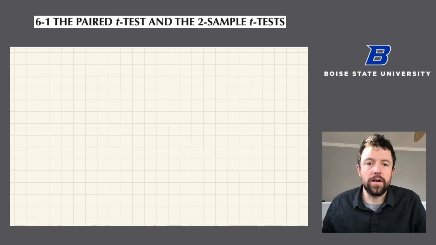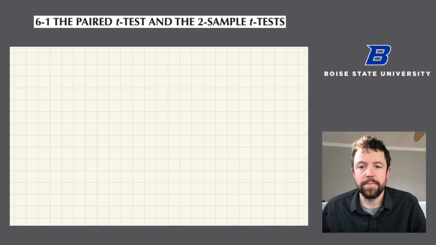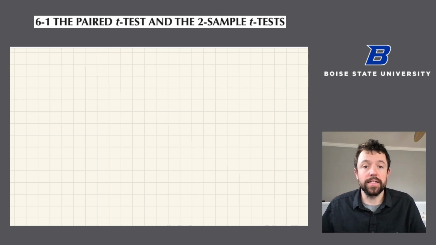Section 6.1 is called the paired t-test and the two-sample t-tests. As the title suggests, we're actually going to have 3 hypothesis tests, each of which comes along with a confidence interval. So in this one section, we have 6 different inferential procedures.